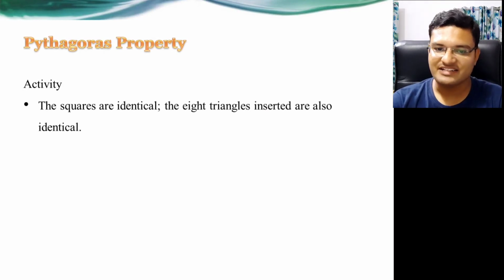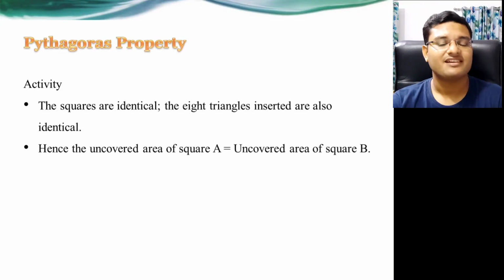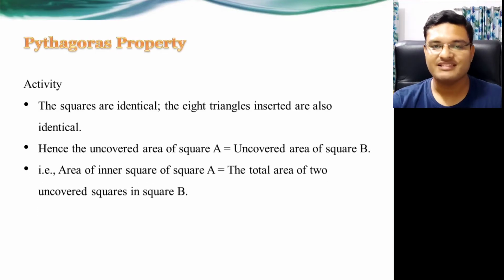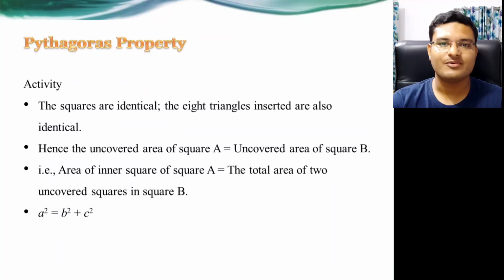The squares are identical. The 8 triangles inserted are also identical. Hence, the uncovered area of square A is equal to the uncovered area of square B. That means the area of the inner square of square A is equal to the total area of the two uncovered squares in square B. That is, A square is equal to B square plus C square. This is the Pythagoras property.